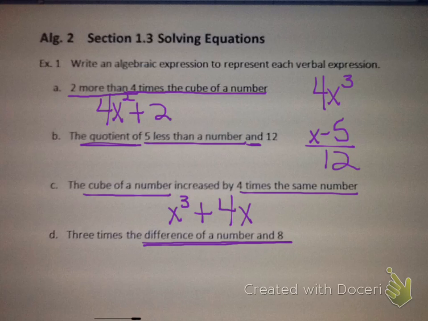Example D, 3 times the difference of a number and 8. Difference of a number would be x minus 8. And then we have to multiply 3 times all of that stuff. So we're going to put all that stuff in parentheses and put a 3 in front of it.